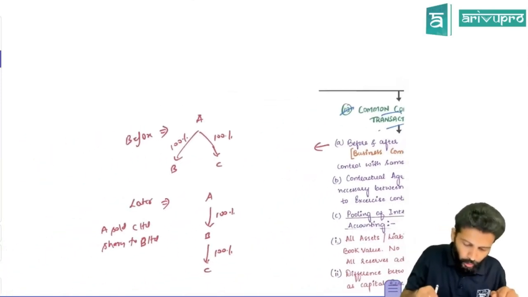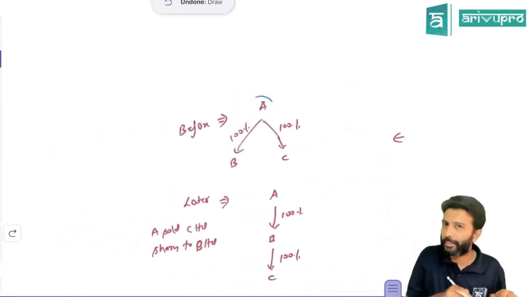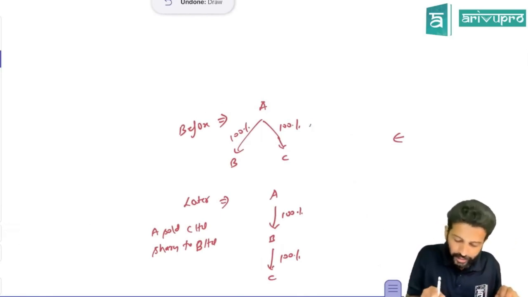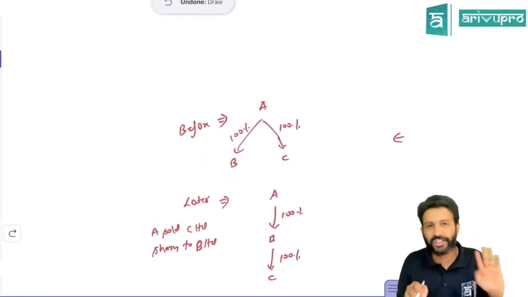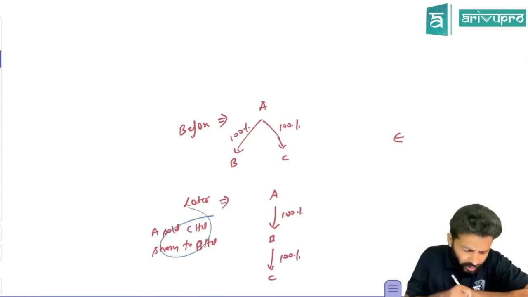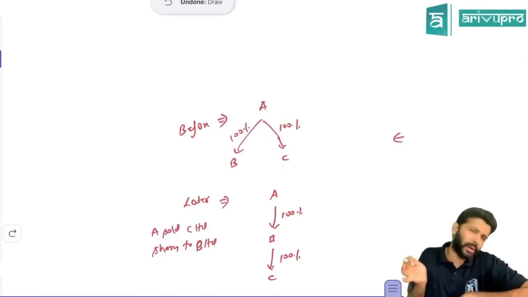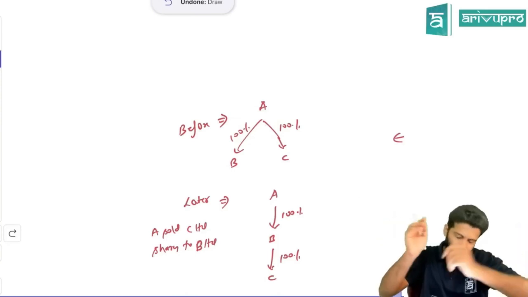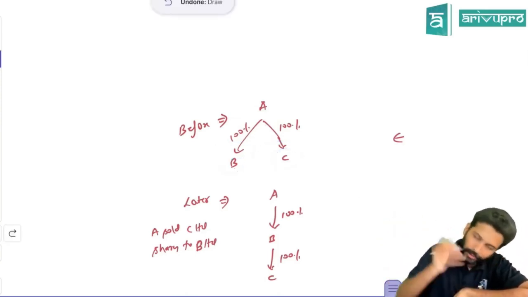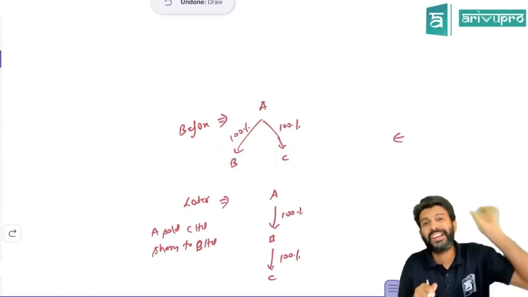So how, sir? Look at this example. Let's say before business combination, A Limited had two subsidiary companies, B and C. They had 100% in both. They did some reorganization. A didn't want to control both the companies directly. What A did was sell 100% of C Limited's shares to B Limited.